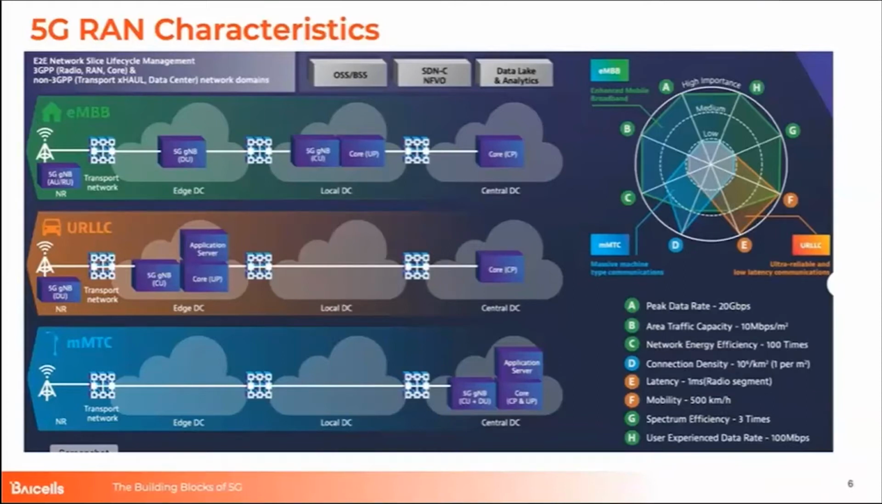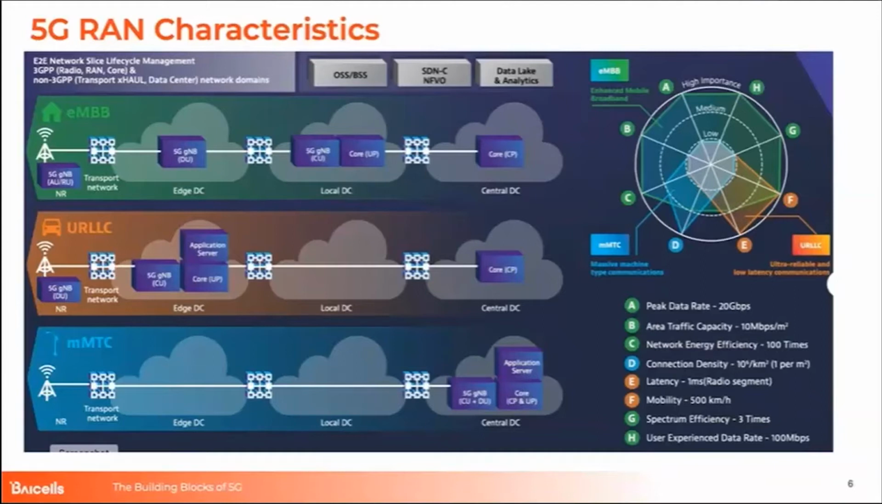And you can see the way it's deployed. You have the DU and RU on the tower on site, and then the CU is at the edge, and then you have the core all the way at your central data center.